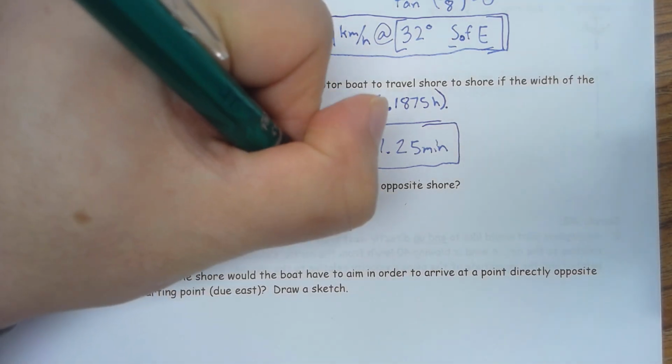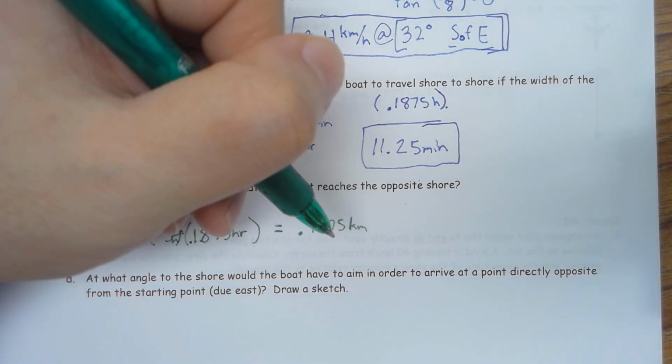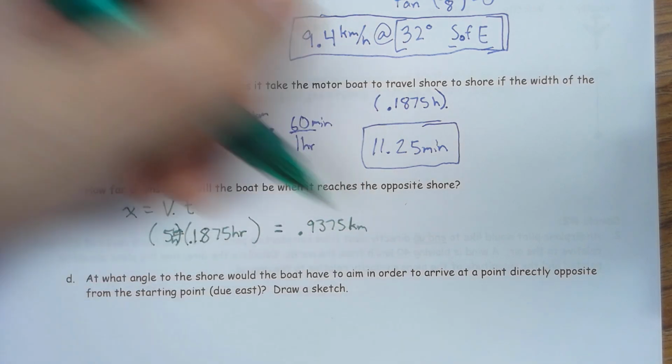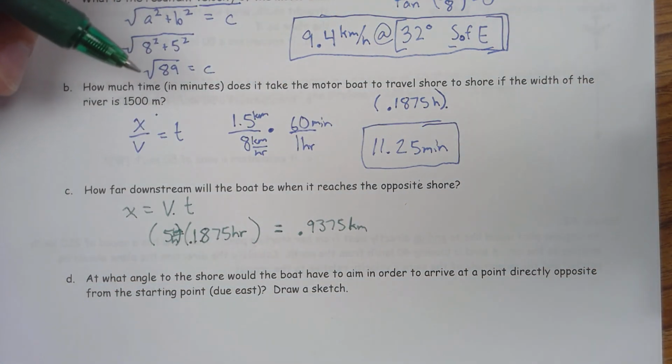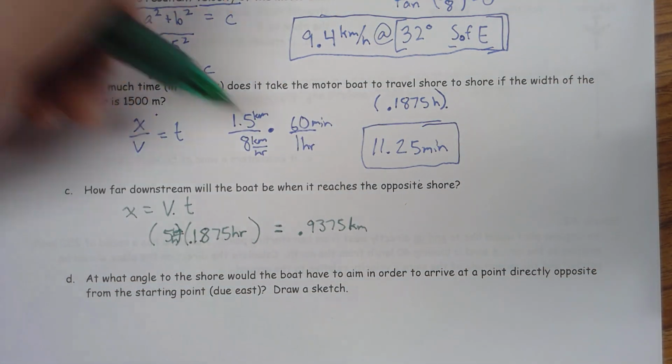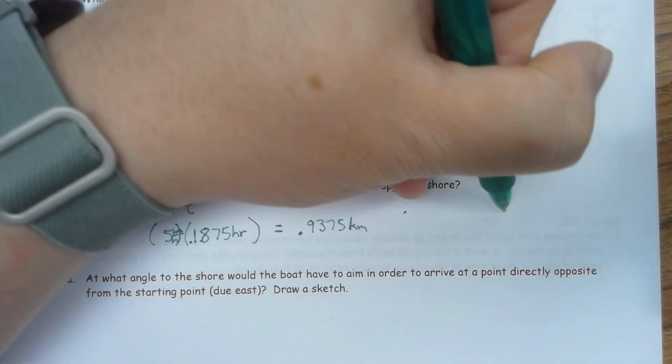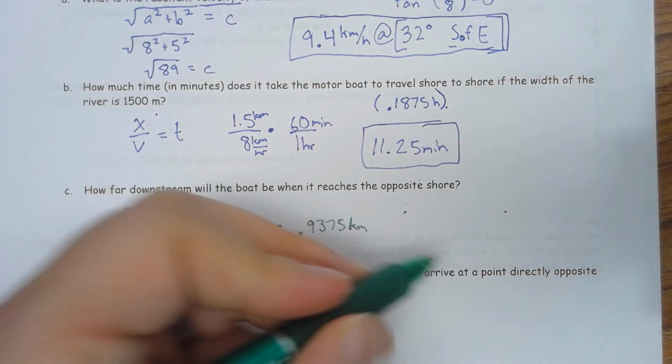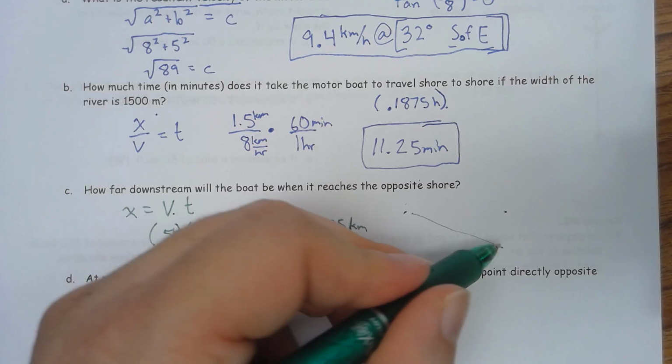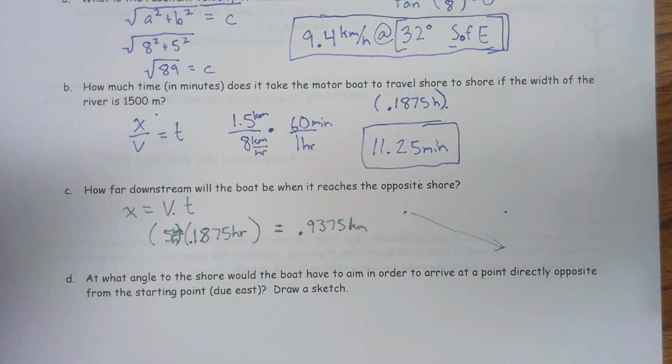9375 kilometers. So 937.5 meters. That's how far off target we are, right? If we were just trying to go from one side to the other side, we end up getting pushed down by the water. So instead of getting pushed down, the next one says, hey, what if we don't want to get pushed south? What if we want to end up just straight east?